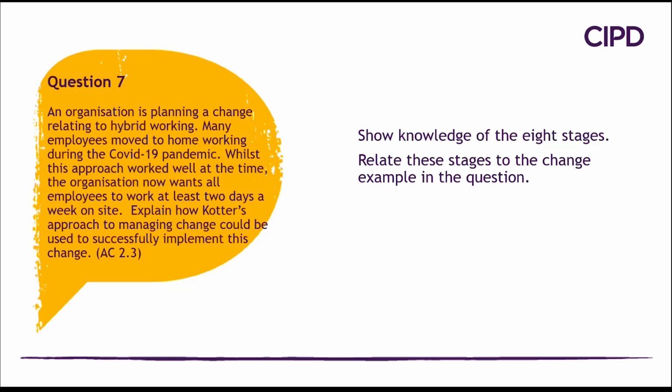It is important to show knowledge of all 8 stages of Kotter's model, but it is not enough just to explain the model. You need to show how the stages can be used in managing the change that's set out within the question. In other words, a move to working at least 2 days a week on site. It is important to include citations to show where you have read about Kotter's model. It's not enough just to use Kotter's name in the answer.